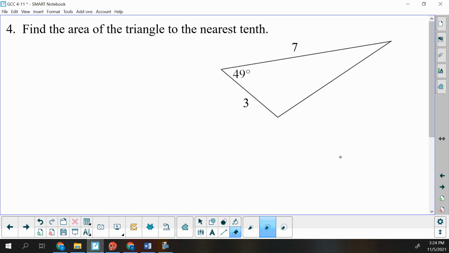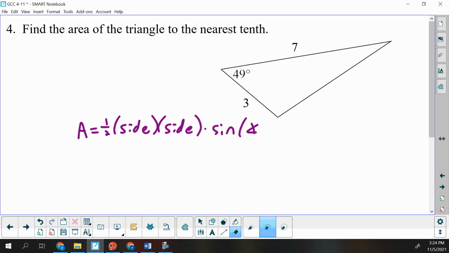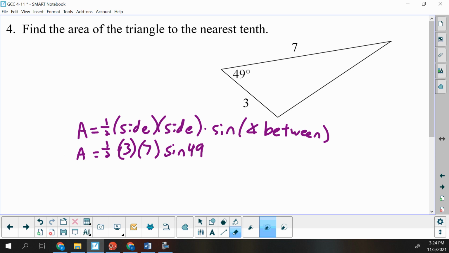All right, we've got a triangle. We want to find the area. So area should be 1/2 side times side times sine of the angle between. So that means we're going to have the area as 1/2, 3 times 7 sine of 49. So that gives us 7.924 and some other stuff. So we should have gotten, to the nearest tenth, 7.9, and make sure you have on there units squared.